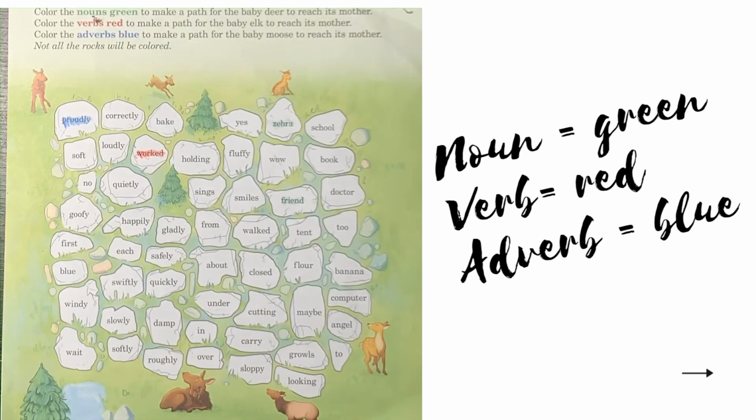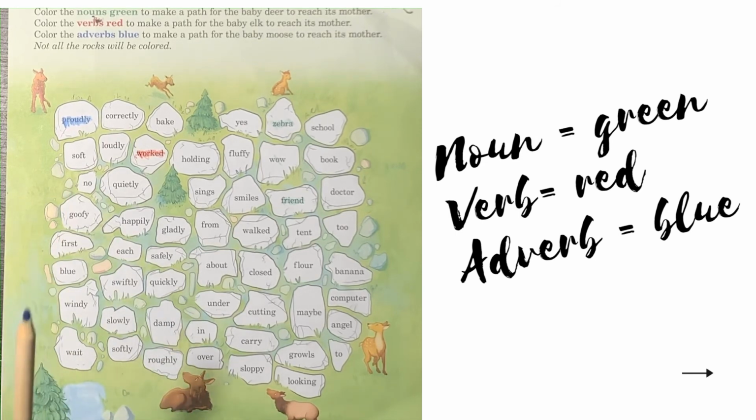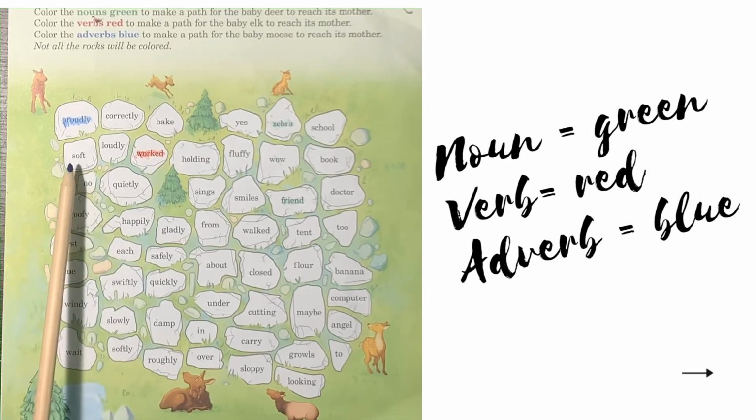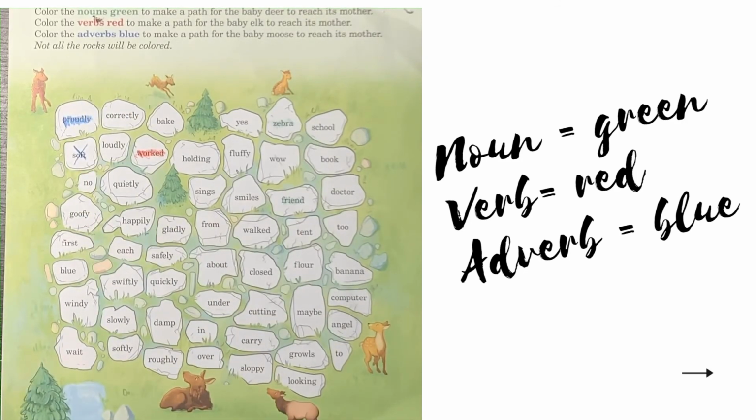Okay, let's try another one. This is going to be a tricky one. Soft. That's not a person, place, or thing. That's not an action, so it's not a verb. Does it describe a verb? Like I'm going to jump soft? No, it would have to be softly if it was an adverb describing the verb. So soft, remember, that's actually an adjective. That describes a noun. An adjective is not one of our choices. We're doing nouns, verbs, and adverbs. So that is a no.